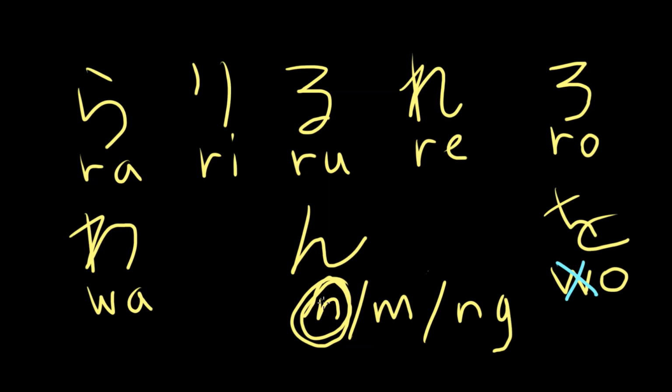So what's a word that's got N in it? I can only think of Osaka Ben. There's an Osaka Ben word, an Osaka dialect word which means bad, and it's akan. Akan. It ends in an N sound. Okay, great.